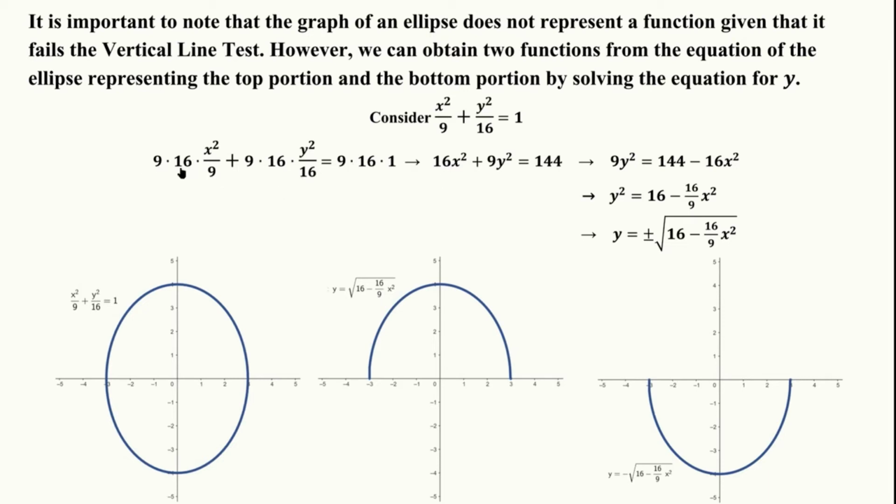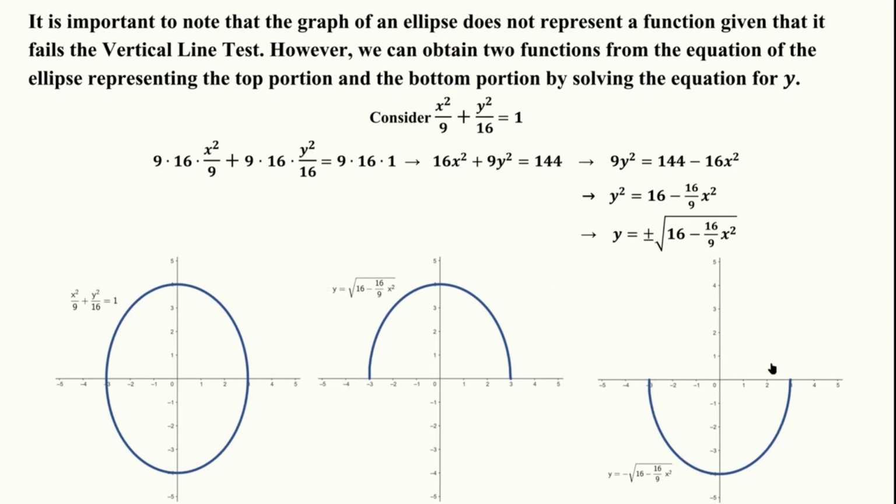So here the 9's cancel out, we get 16x squared, plus here the 16's cancel out, 9y squared equals 9 times 16, which is 144. Remember, we're solving for y, so we move the 16x squared to the other side. We end up with 9y squared equals 144 minus 16x squared. So you get y squared equals 16 minus 16 over 9 x squared. And finally, you apply the square root property and get y equals plus or minus the square root of 16 minus 16 over 9 x squared. Now, the positive case will graph this part, and the negative case will give you the graph of that part.